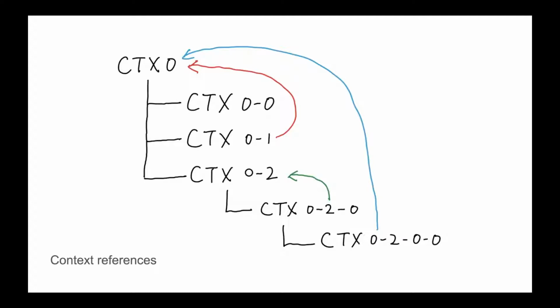And here's a picture representing the kind of complex queries that we could get. So context 0 is the outermost query, and it has 3 subqueries inside it, which are represented by 0-0, 0-1, etc. And then context 0-2 has another subquery inside it, which also has another subquery inside it.